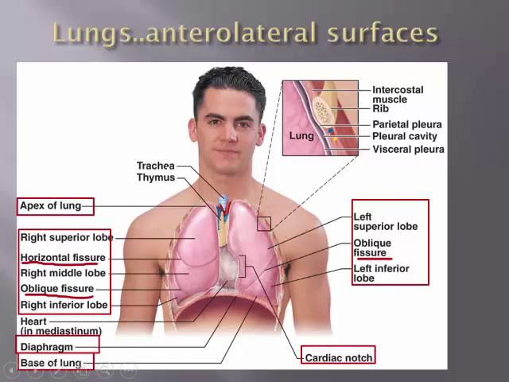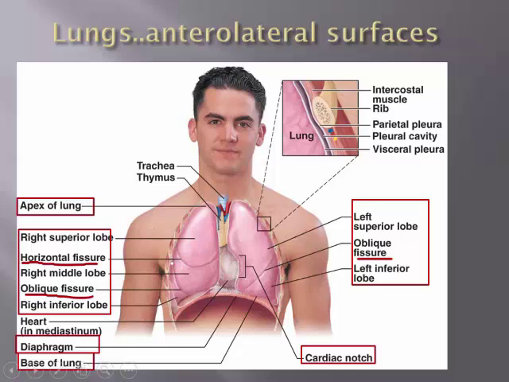So here when we look at the lungs from in front, you can see this is the apex of the lung up towards the neck. This part is the base of the lungs, which is resting on the diaphragm. So we'll see when we do the movements of the diaphragm, how when the diaphragm descends, the lungs descend with it, and so therefore their volume will increase.